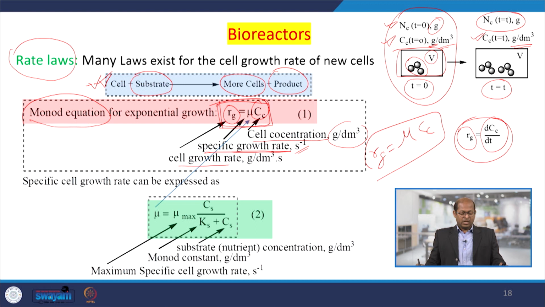So, now the specific cell growth rate, that is mu. That we can write or express this way: mu equals mu max into Cs divided by Ks plus Cs.